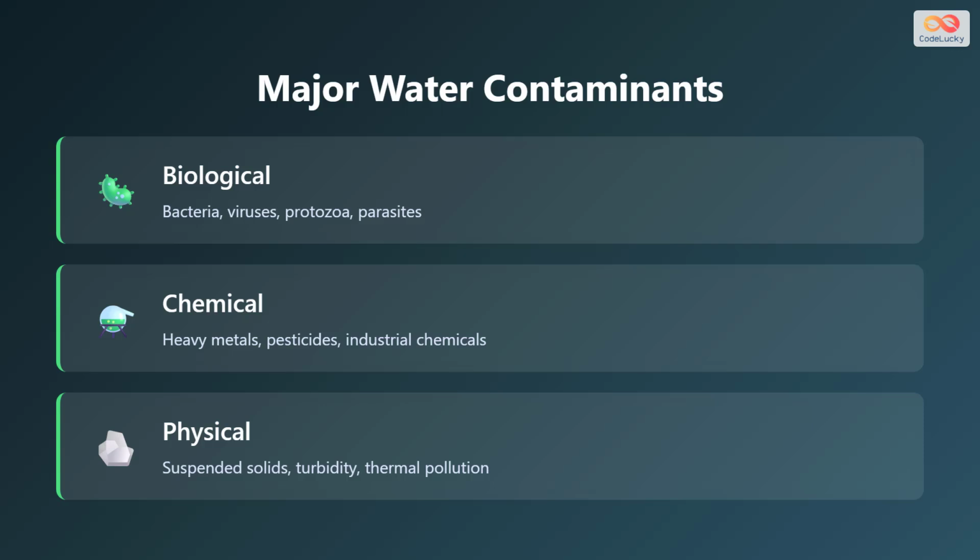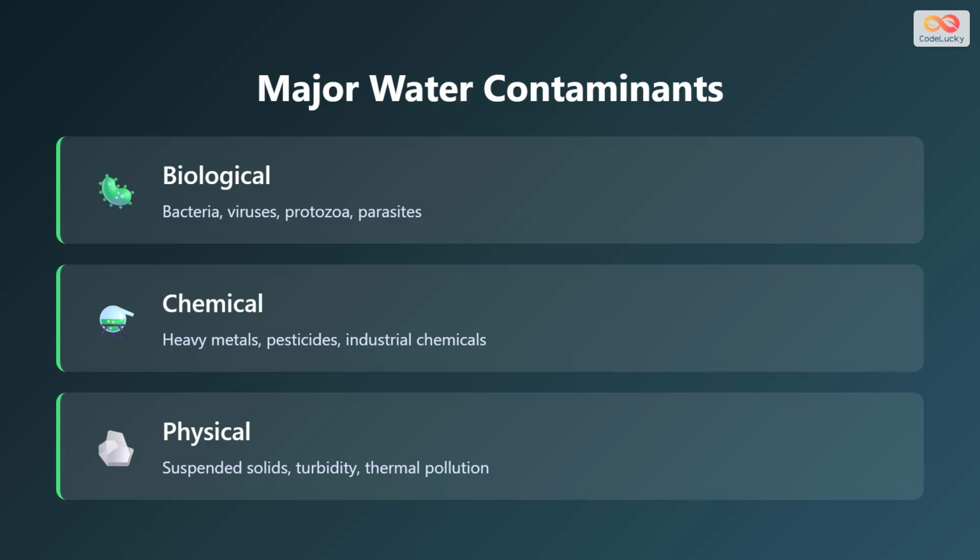Water contaminants fall into three major categories. Biological contaminants include disease-causing microorganisms such as bacteria, viruses, protozoa, and parasites. These typically come from sewage, animal waste, and untreated wastewater. Chemical contaminants encompass a wide range of substances, including heavy metals like mercury and lead, pesticides used in agriculture, and various industrial chemicals. These can be toxic even in small concentrations.